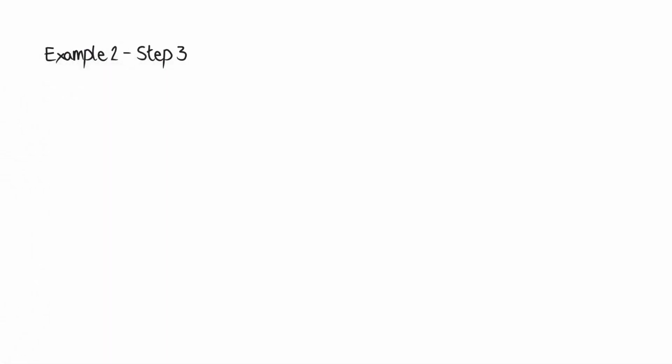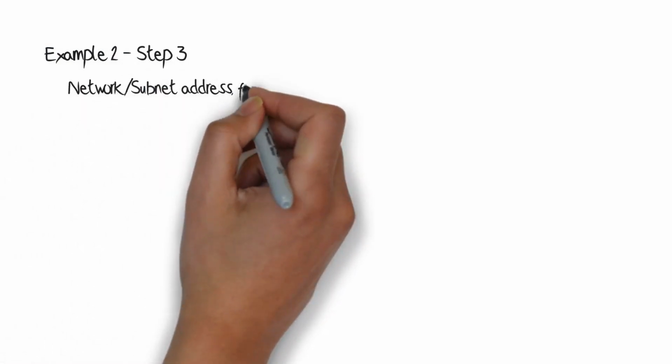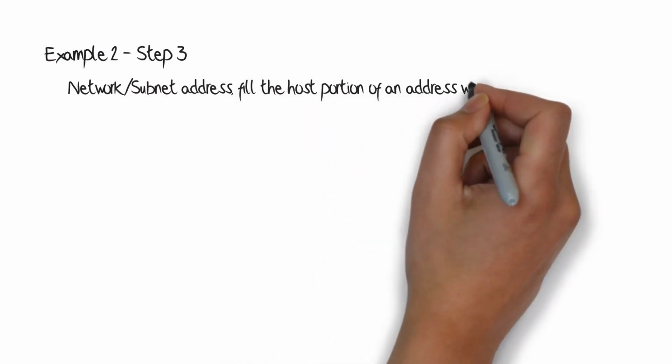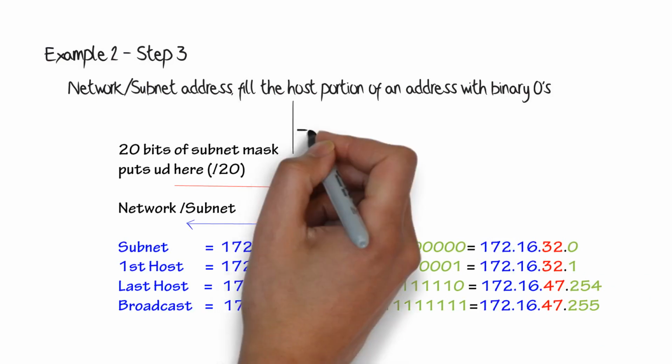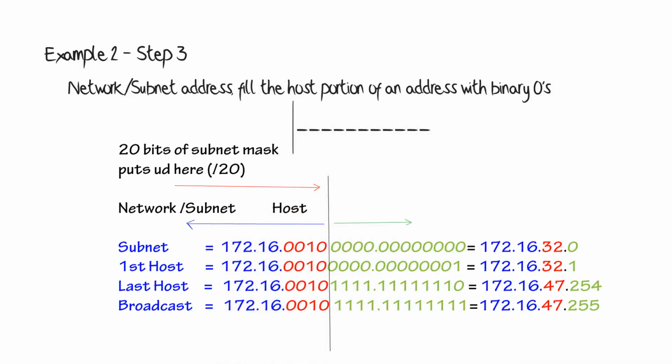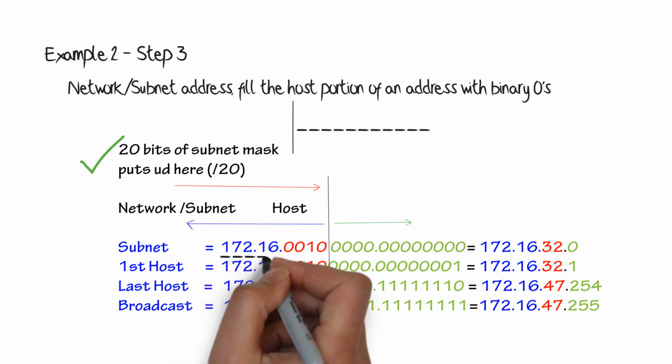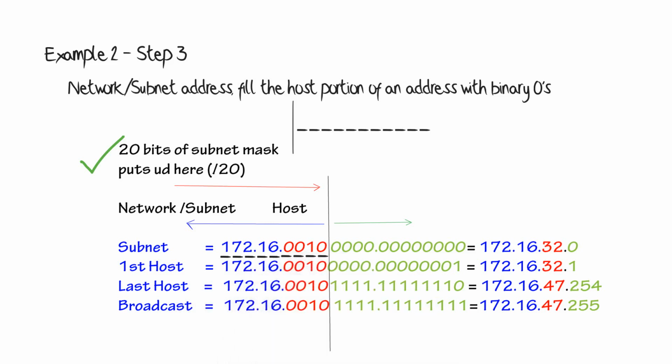So to work out the answers, you need to remember our 4 rules. The first rule states that to work out the network or subnet address, you need to fill the host portion of the address with binary zeros. So to the right of the line, we need to fill this entire portion of the address with binary zeros. So once again, 20 bits of subnet mask puts us in this position, and we fill everything to the right with binary zeros. So we end up having 172.16. The first 4 bits of the third octet remain the same, and all remaining bits are set to binary 0.